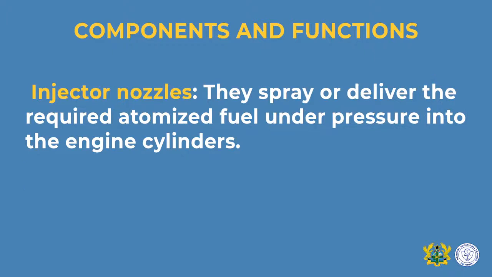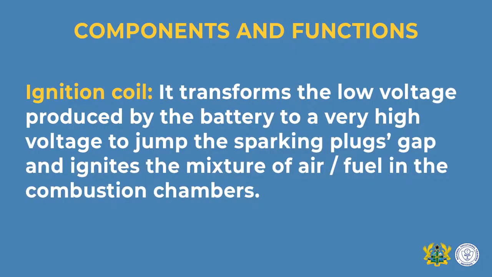We have the injector nozzles. Their duty is to spray the pressurized atomized fuel into the individual cylinders as required. There is an ignition coil. The ignition coil acts like a transformer. It increases the battery voltage from 12 volts up to 24 volts, so that a stronger spark will jump the sparking plug gaps to be able to ignite the highly compressed mixture in the combustion chamber.